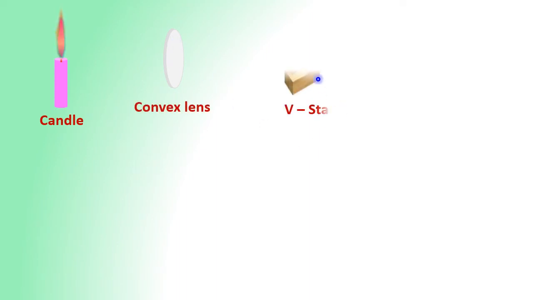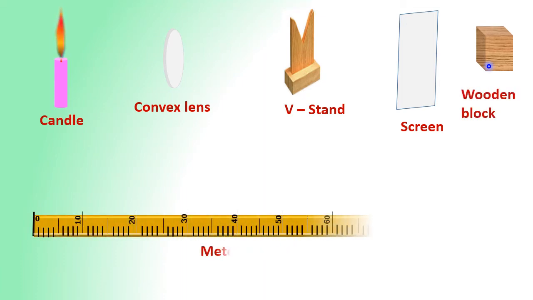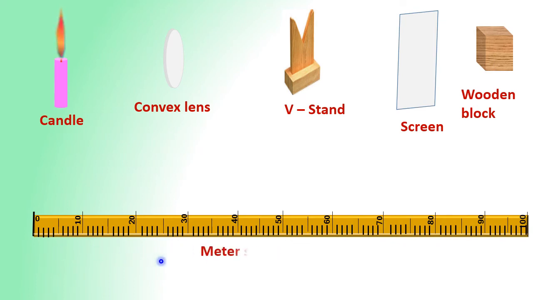Here I will show you the material required for this lab activity. This is the candle and this is the convex lens of known focal length, and here is the V-stand, and this is the screen we use to get the image. This is the wooden block on which I am going to place the candle, and here is the meter scale.